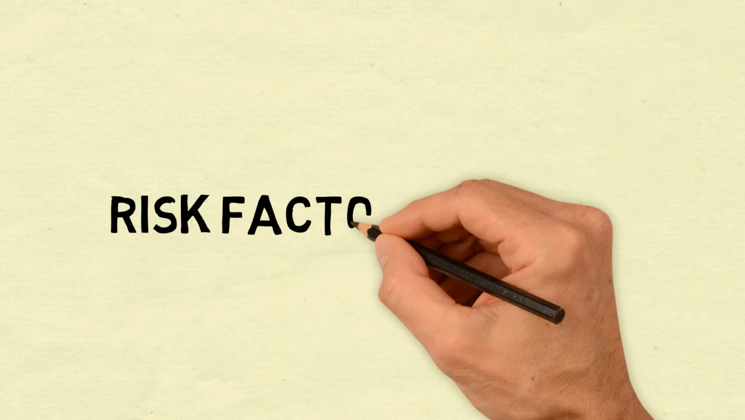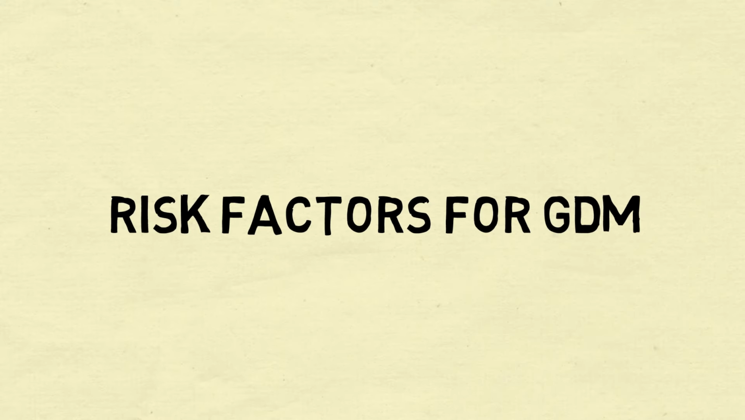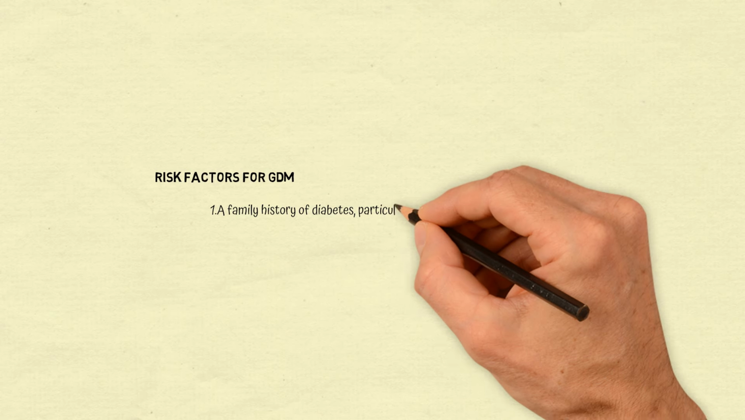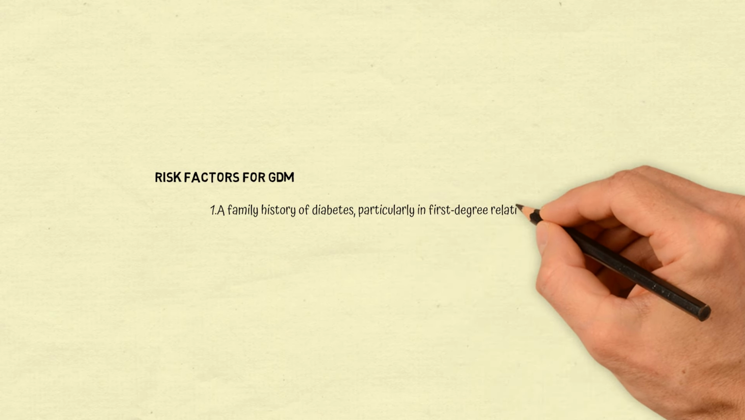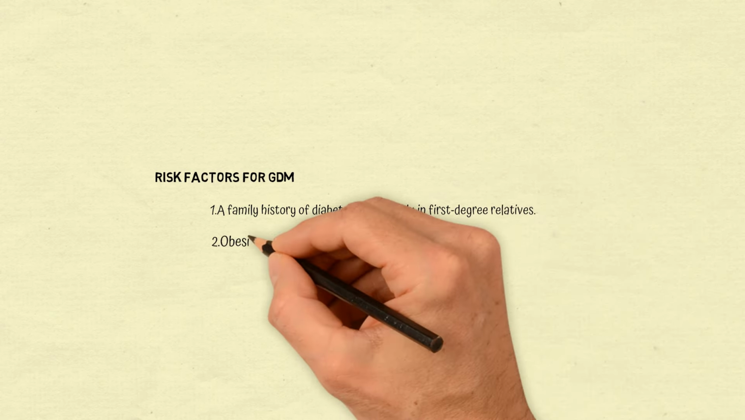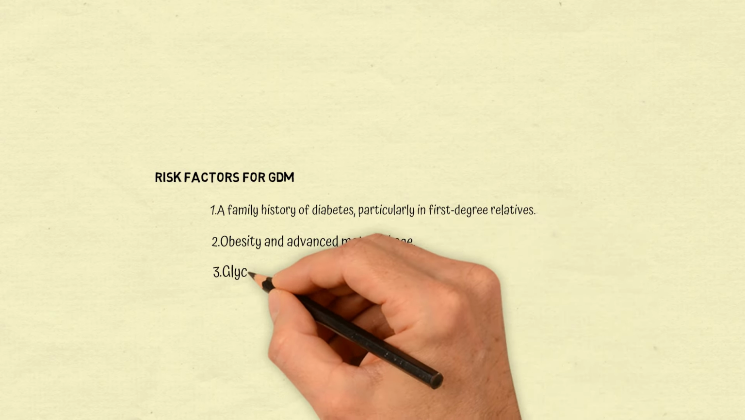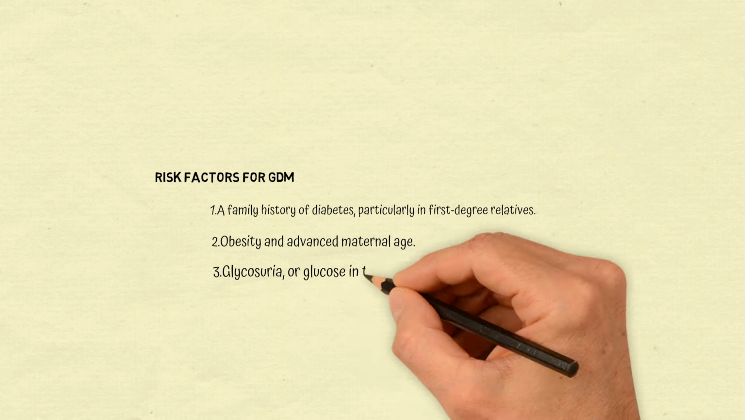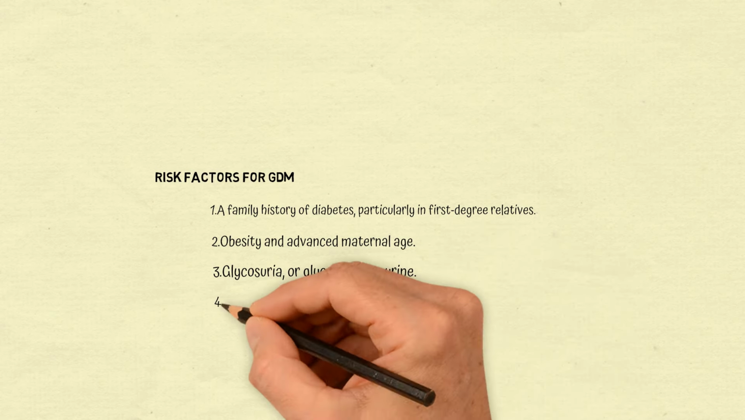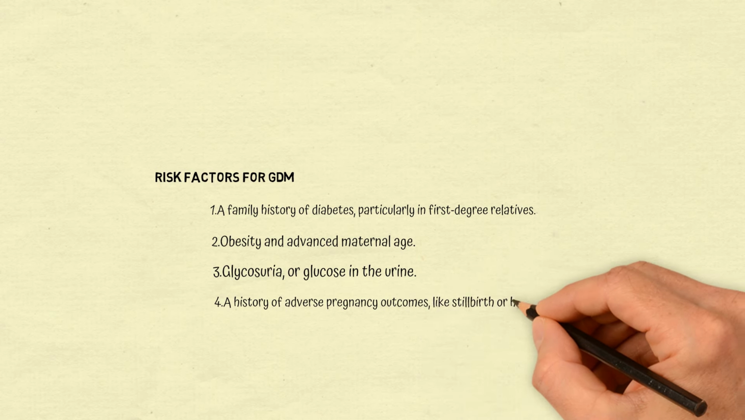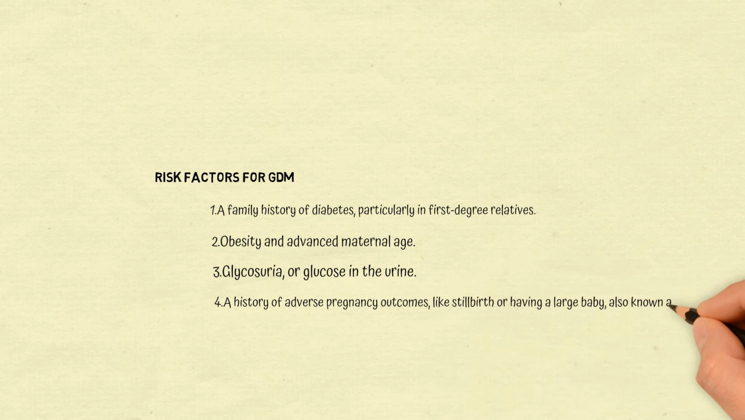Some women are at a higher risk of developing GDM. Risk factors include: 1. A family history of diabetes, particularly in first-degree relatives. 2. Obesity and advanced maternal age. 3. Glycosuria, or glucose in the urine. 4. A history of adverse pregnancy outcomes, like stillbirth or having a large baby, also known as macrosomia.